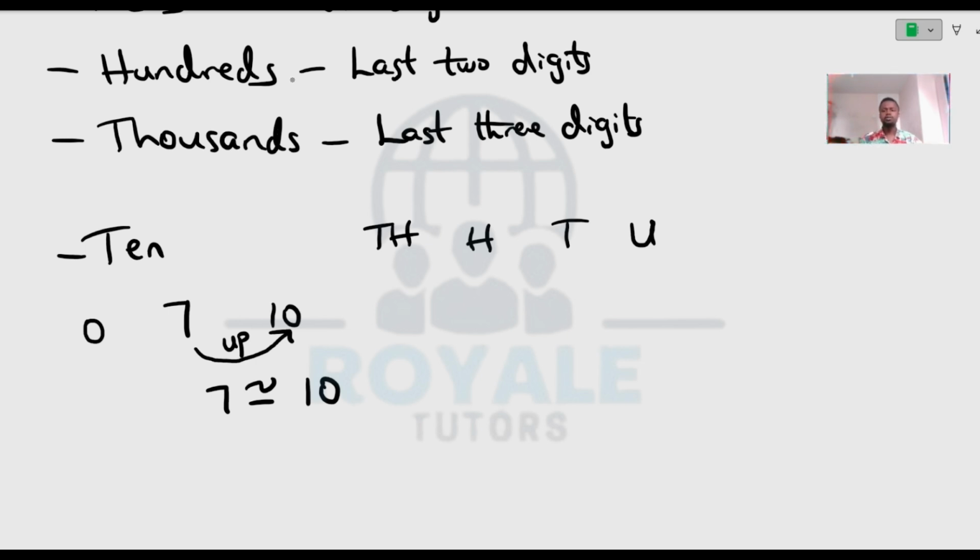Another example is if we have a number like 18. 18 is in between two tens numbers, 10 and 20. So the question is, which is the closest one? The closest one is 20. So we also round it up. This means that 18 can be rounded up to 20, to the nearest tens. Don't forget I said it is the last digit we use. It is the last digit we use.